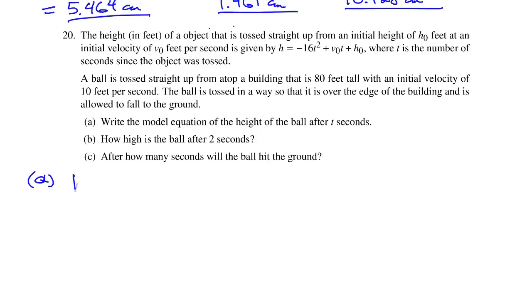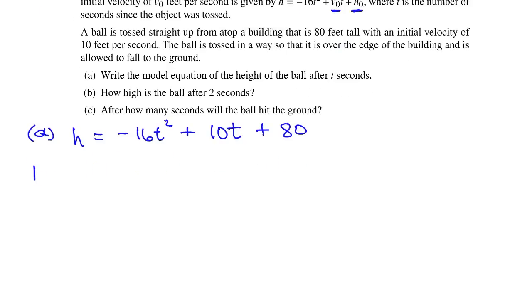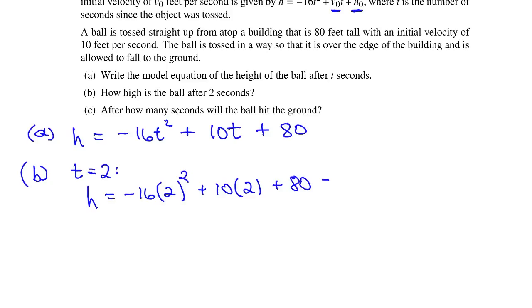So this would be h is equal to negative 16 t squared plus, now we look for the initial velocity, which is 10 feet per second, so it's 10t, plus, now we look for the initial height, which was 80 feet. So there's the model for the height of the ball after t seconds. Question B. What is the height of the ball after 2 seconds? So we're going to let t be equal to 2, and plug that in to the model. And when you work that out, you get 36 feet.